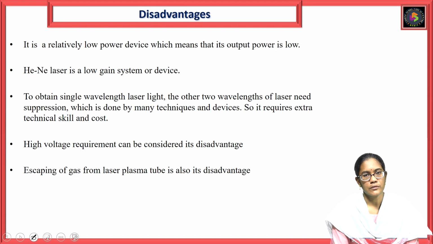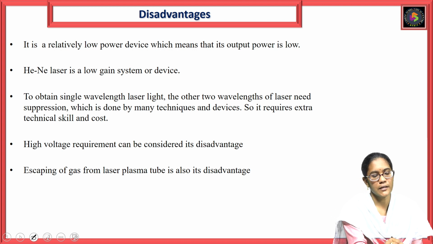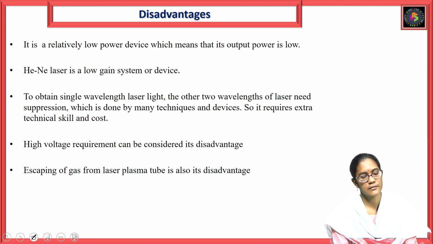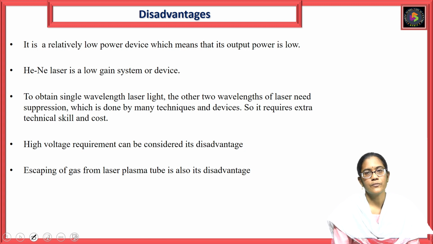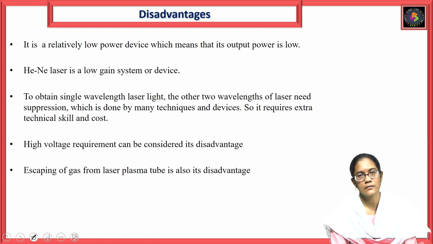The helium neon laser also has some disadvantages. Actually, the operating lifetime is long, but it is a low power device, which means the output power is low. It is also a low gain system. And from this we get two more wavelengths.